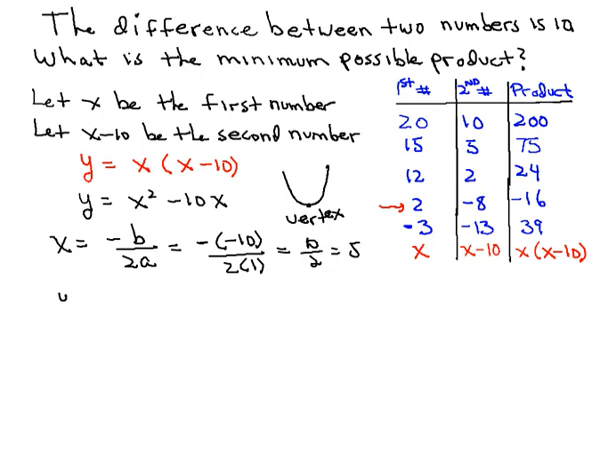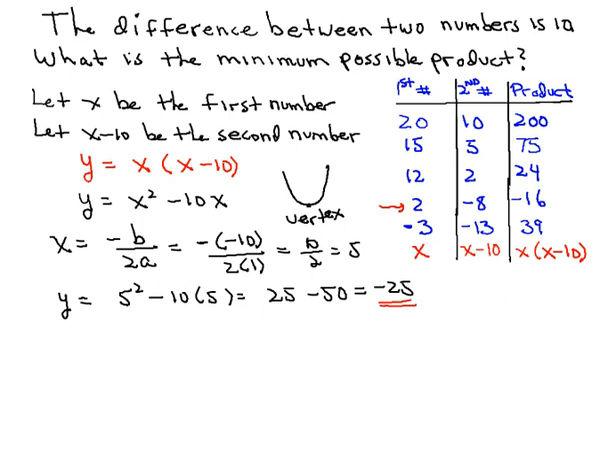Now to find the y coordinate of the vertex, we need to substitute that value into the function. So we'll have then 5 squared minus 10 times 5, which is 25 minus 50, or negative 25. Now we can see that the minimum product of the two numbers is the y-coordinate of the vertex, which is the negative 25 that we just computed.